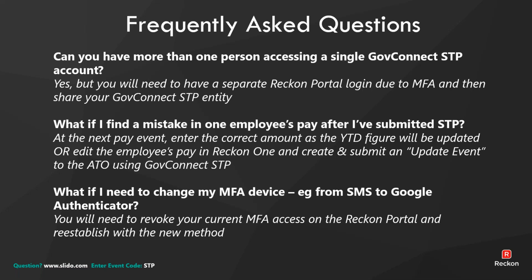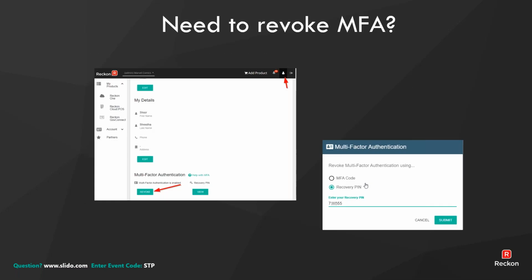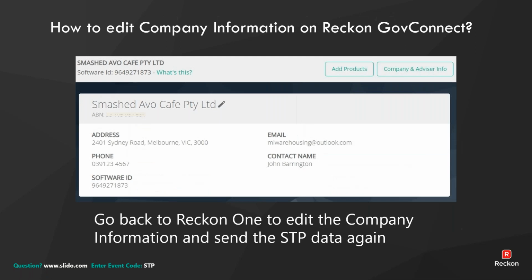What if I need to change my MFA device, say for example from SMS to Google? You'll need to revoke your MFA access on the Reckon portal and then re-establish with the new method. To revoke your MFA, on the Reckon portal, go to Profile, and under the multi-factor authentication, click on Revoke, and then enter in the recovery PIN so that you can revoke that particular device.